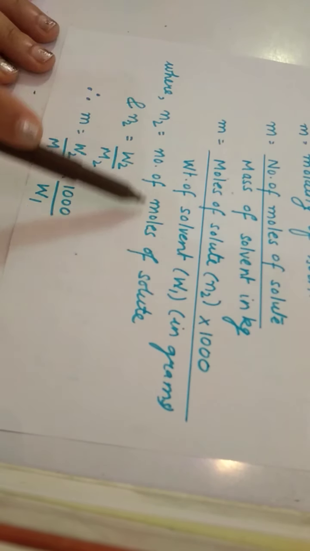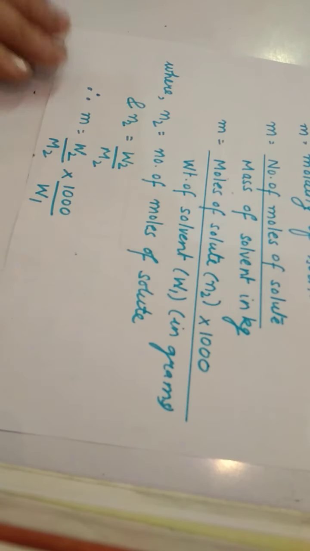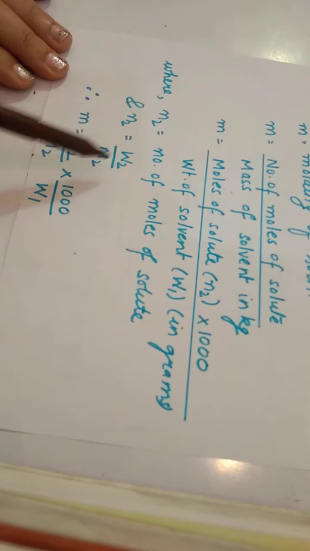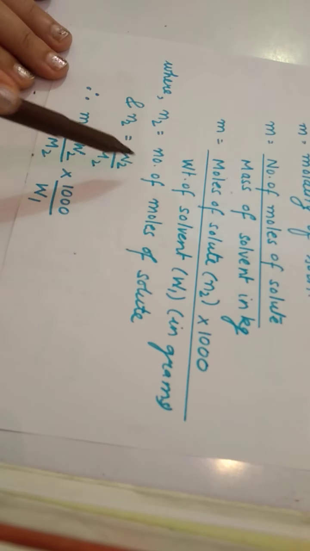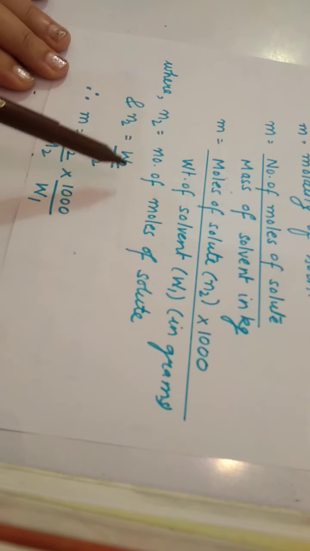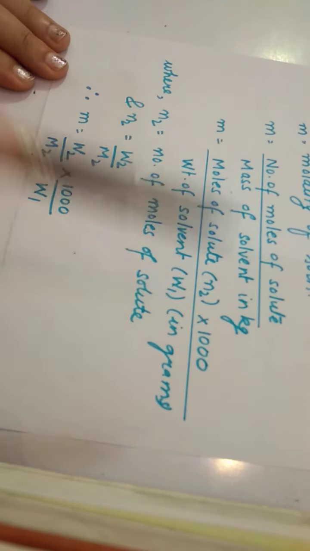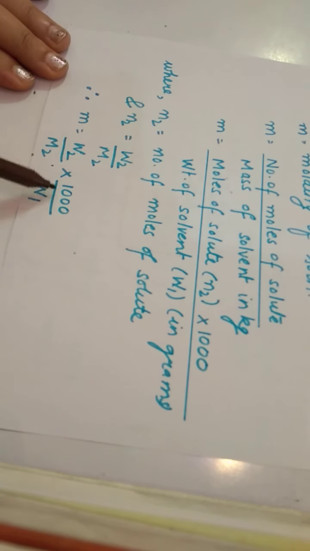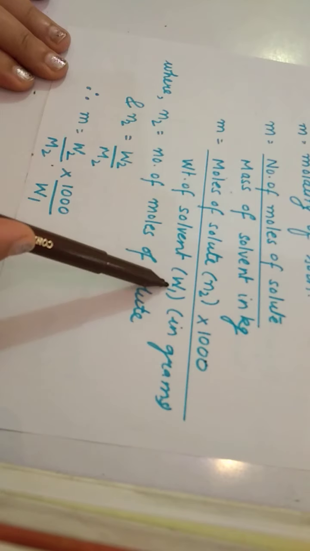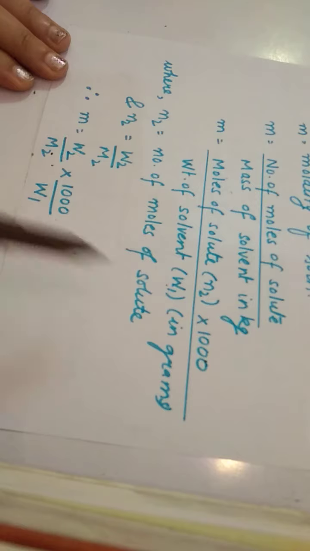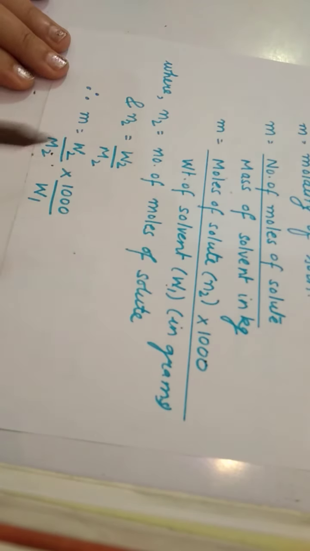So N2 is the number of moles of solute, and we know that the number of moles of solute equals mass in gram divided by molar mass. So W2 is the mass in gram of the solute and M2 is the molar mass of the solute. We'll put the value of N2 in this formula. So N2 is equal to W2 upon M2 into 1000 upon W1. So this is the formula.